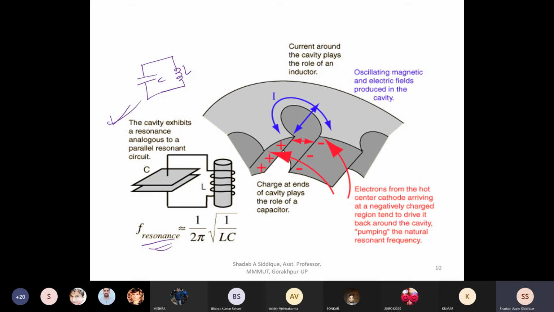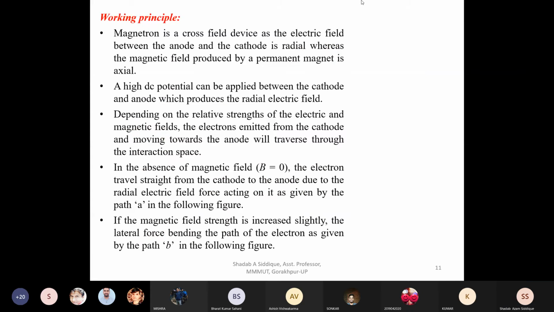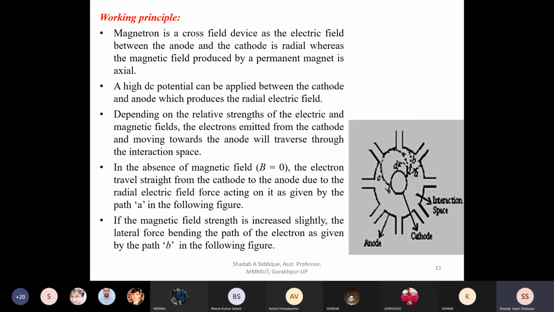Now if you see the working principle, we have one kind of structure, that is a 2D view, shown here. If it is not clear, let me write: this is A and this is B, and this is the path C, and this is path D. Okay, not an issue. So magnetron is a cross-field device.